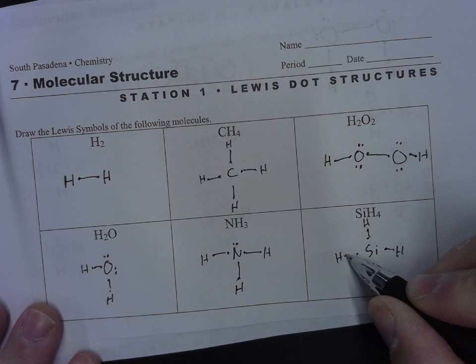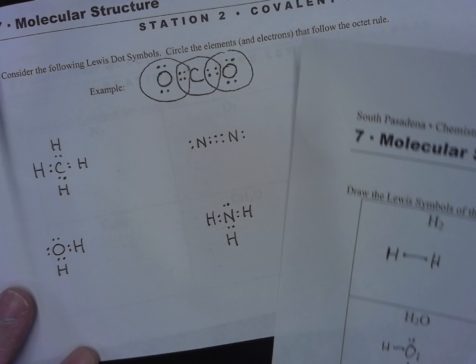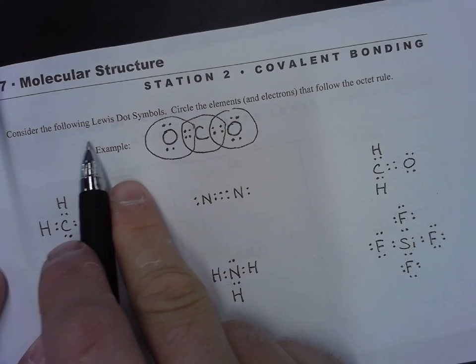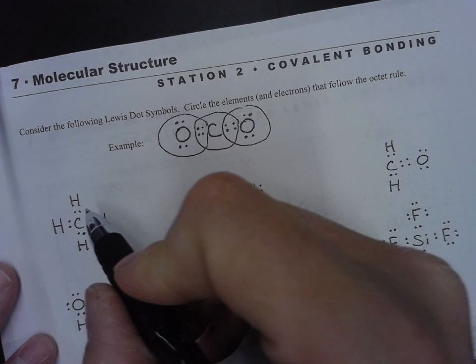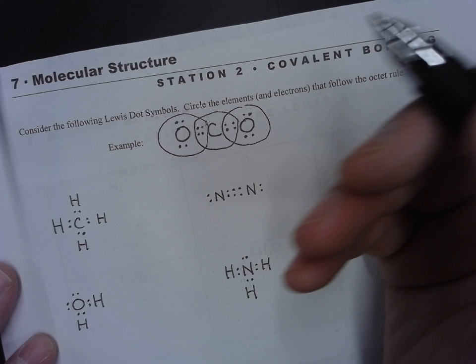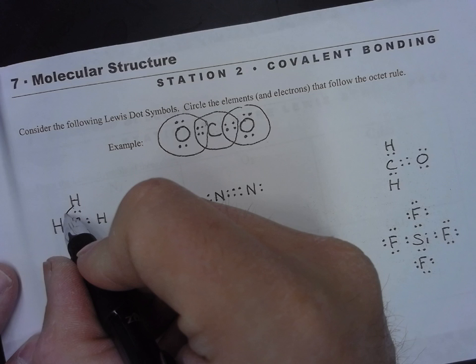That's station 1. Station 2 says the following. Consider the following Lewis dot symbols. Circle the elements and electrons that follow the octet rule. Example. So the idea is this. You want to look at, well, and then they give you, the first example is not very good anyway because hydrogen doesn't follow the octet rule. But carbon does. Hydrogen's only got 2 seats, remember?